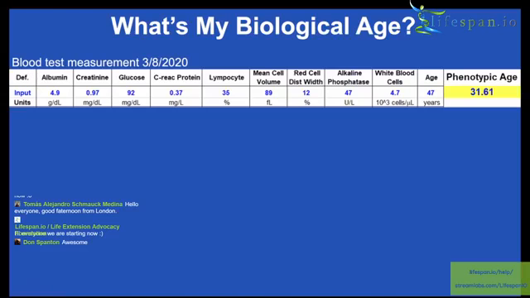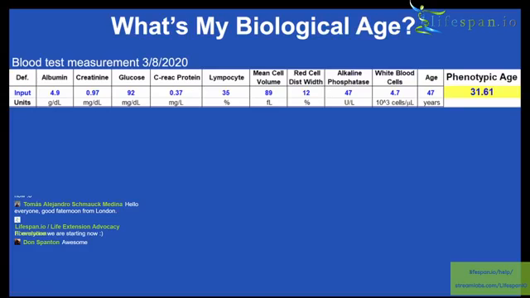I should mention, I think I have 8 or 9 measurements that include all of these blood test variables over the last 2 years. When I first started measuring, my phenotypic age was higher. It was actually 35 something. And I have articles on my website for anyone who wants to read about that. So in theory, you could say I've reduced my biological age over the past year or so.